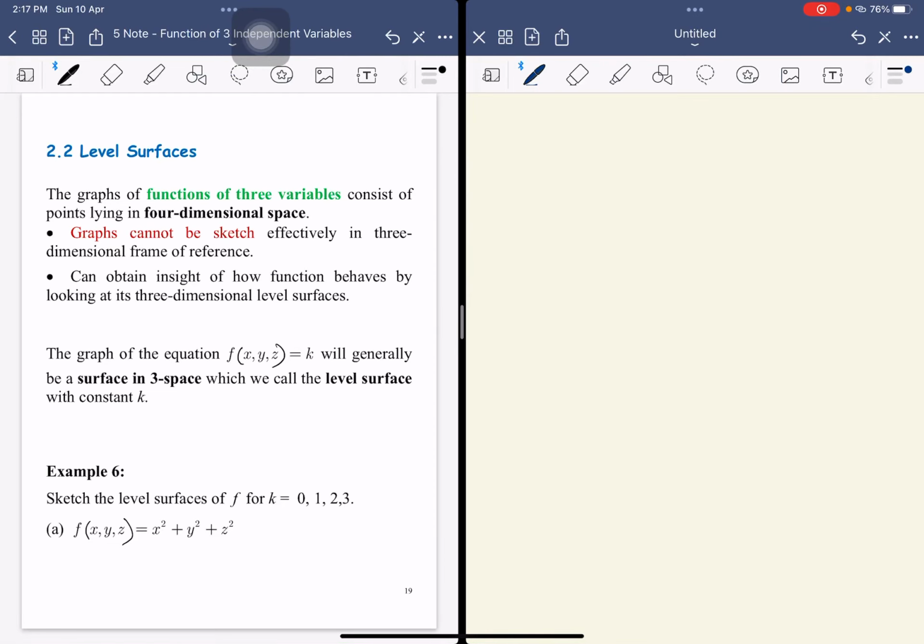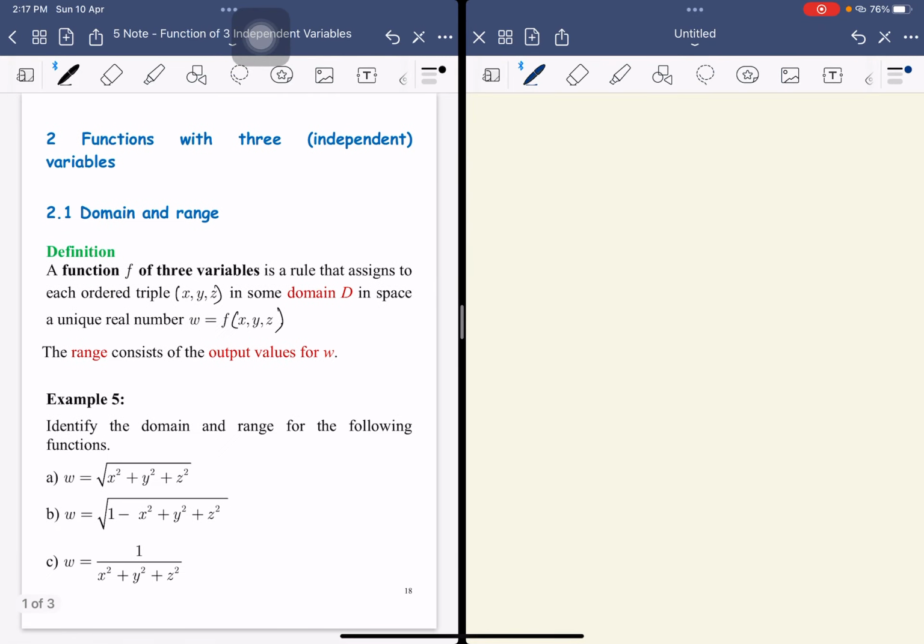For the final subtopic, we're going to look at functions with three independent variables, still on the domain and range. This is similar to what we discussed at the beginning of our class in the second week. The definition of domain and range will be similar, even for functions with three or more variables.